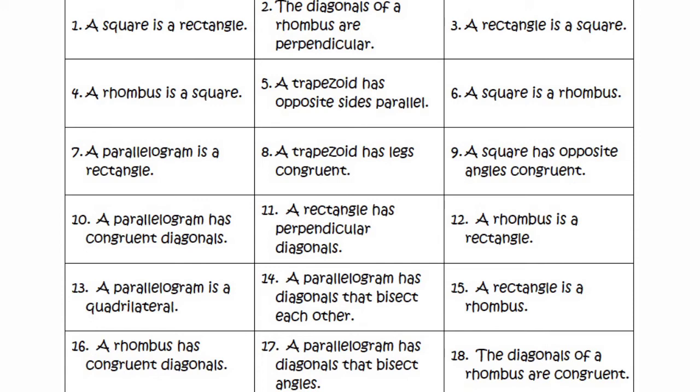12. Rhombus is a rectangle. 13. Parallelogram is a quadrilateral. 14. A parallelogram has diagonals that bisect each other. 15. A rectangle is a rhombus. 16. A rhombus has congruent diagonals. 17. A parallelogram has diagonals that bisect angles. 18. The diagonals of a rhombus are congruent. Students, these are the statements. These statements can be proved using the properties of quadrilateral. Right students, in coming video lecture we will see the proof of all these statements.